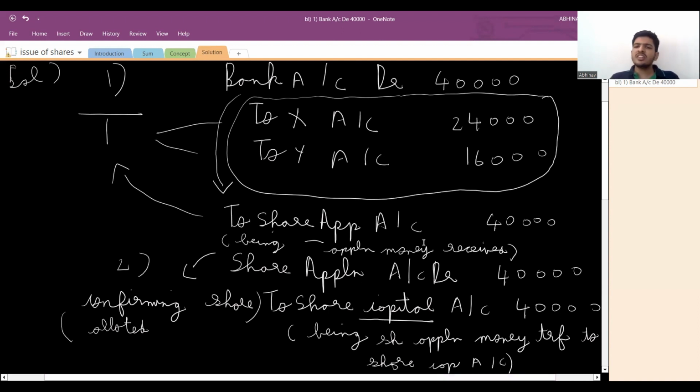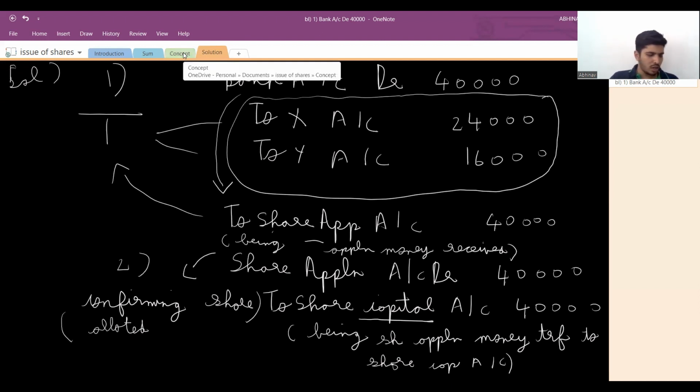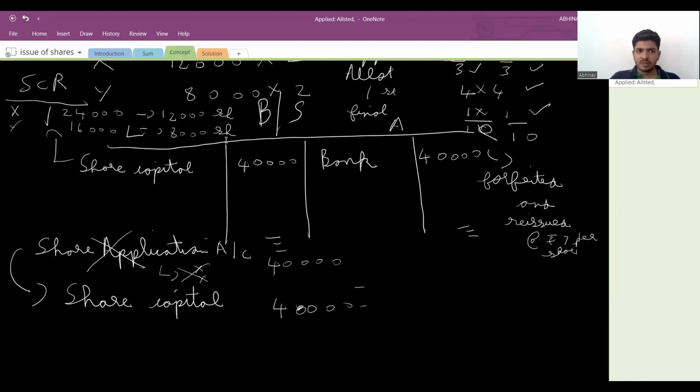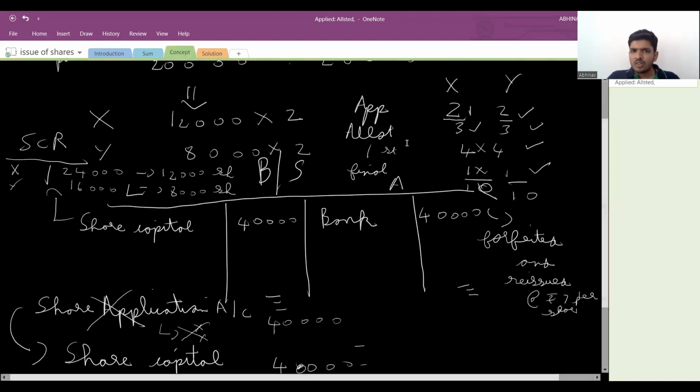So this is the first entry. This is what you need to write whenever any question comes. These are the first two entries, irrespective of the question. Now, after this question, you will be able to do it easily, but pay attention right now. Now, next, first question is over. First installment is paid and the company confirms X and Y to become part owners of the business.